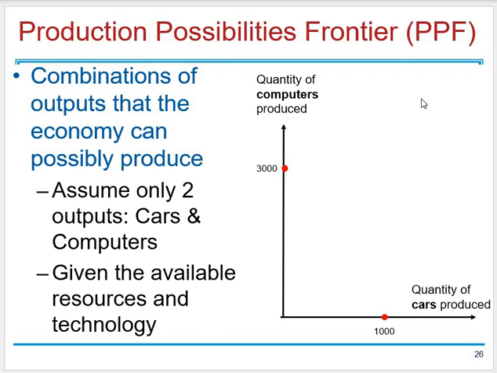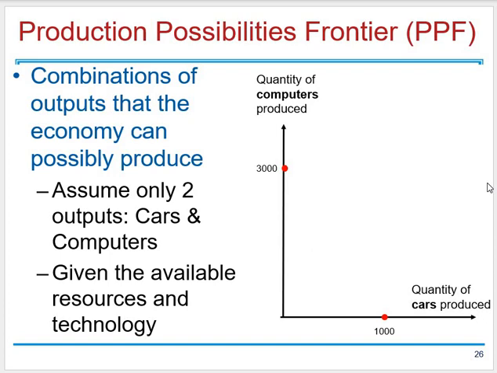And remember that PPF shows all the possibilities of production. We will start with the extreme cases. So let's first consider, what if we put all the resources in computer production? How many computers can we make? In the example, this number is given as 3,000. It's given information. We can make 3,000 computers if we put all the resources in computer production only. So in this case, we'll have 0 resources left for car production.